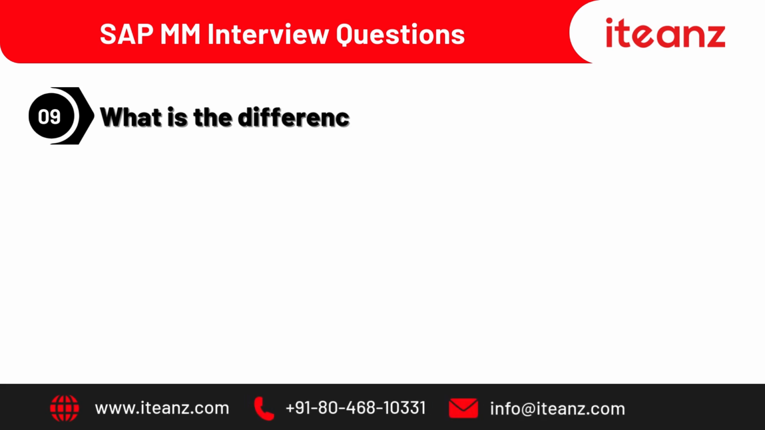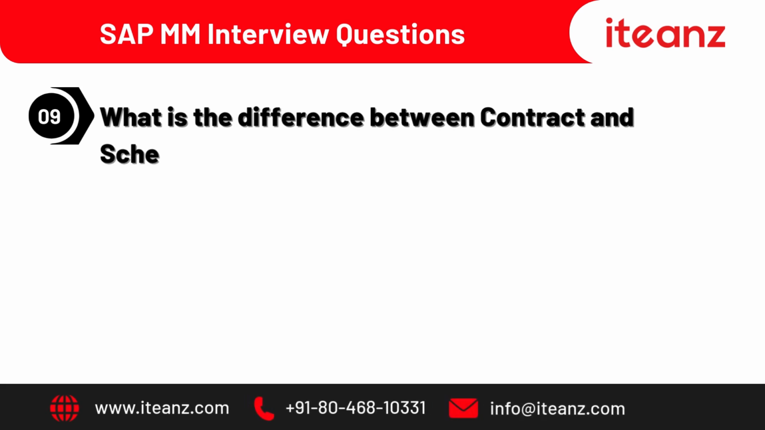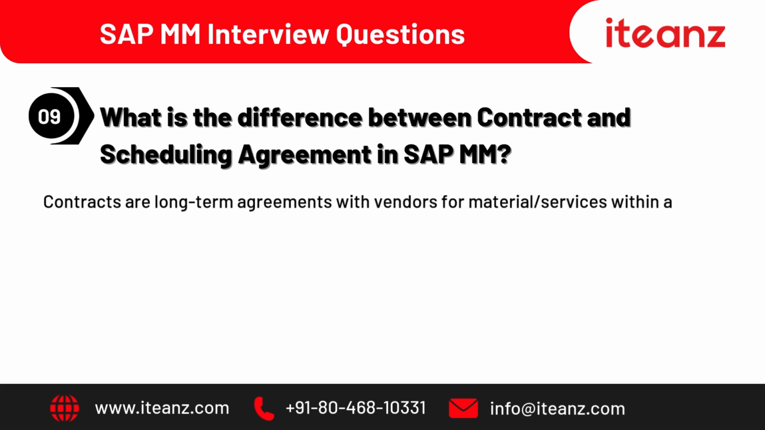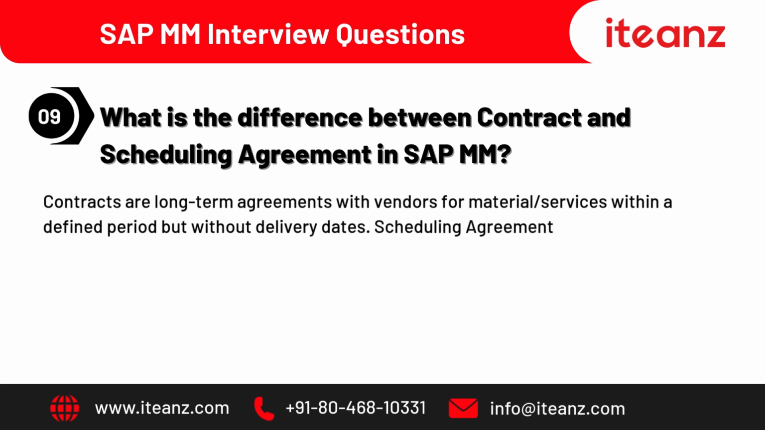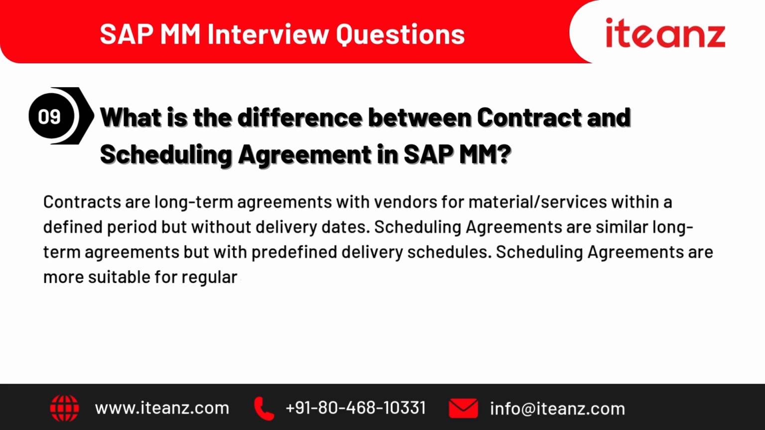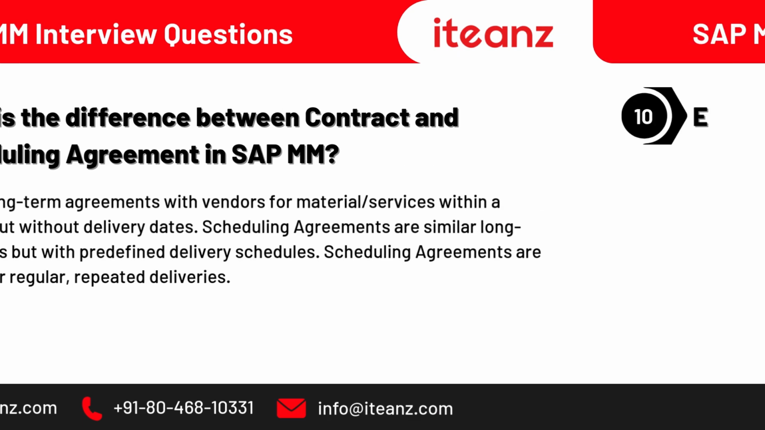What is the difference between contract and scheduling agreement in SAP MM? Contracts are long-term agreements with vendors for materials or services within a defined period but without delivery dates. Scheduling agreements are similar long-term agreements but with predefined delivery schedules. Scheduling agreements are more suitable for regular, repeated deliveries.